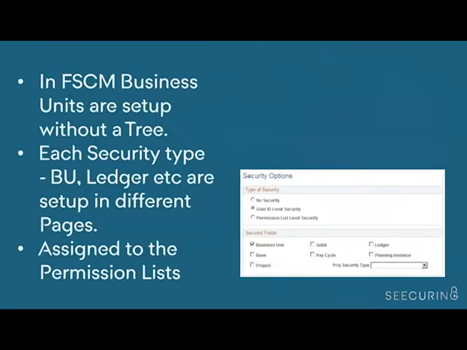Now in finance and supply chain, business units are set up without a tree and another chart of accounts type security. But each security type is set up in different pages which relate to different components. But again, they are assigned to permission lists. So if you're running both FSCM and HCM, you've always had to contend with different ways of setting up security around your chart of accounts.